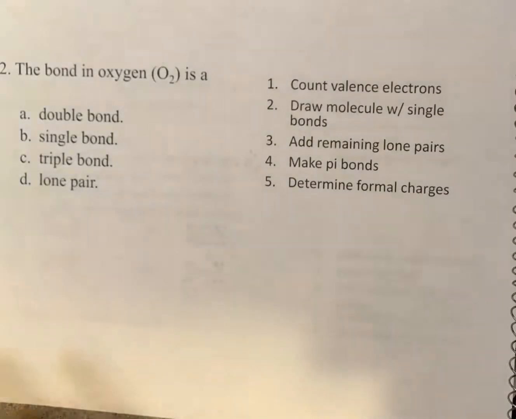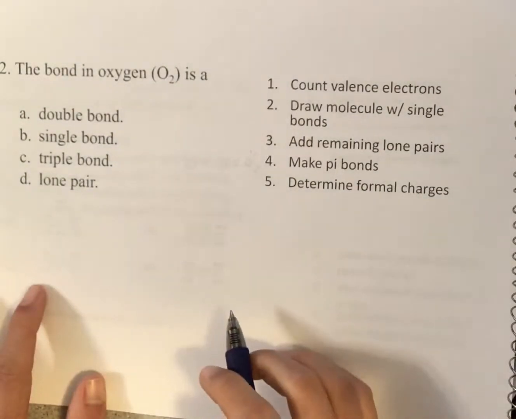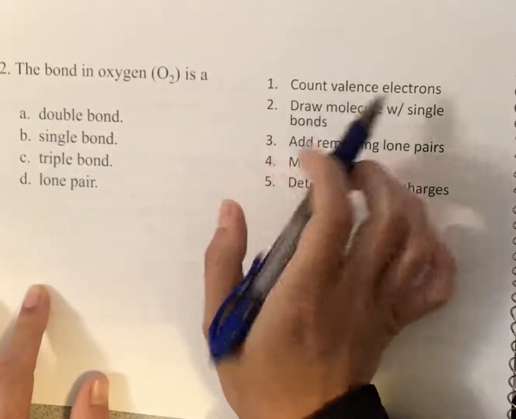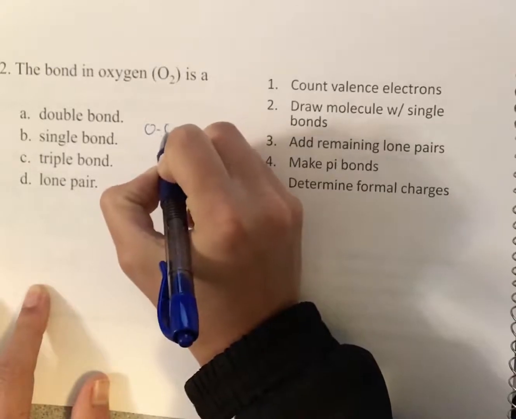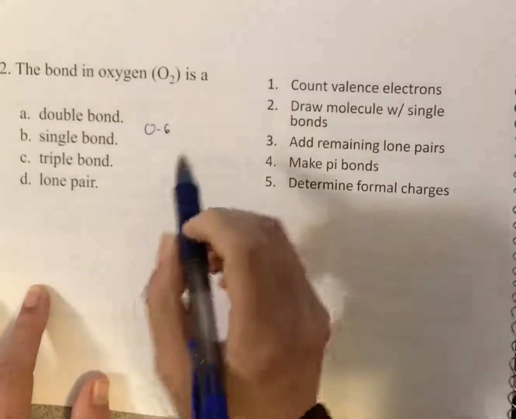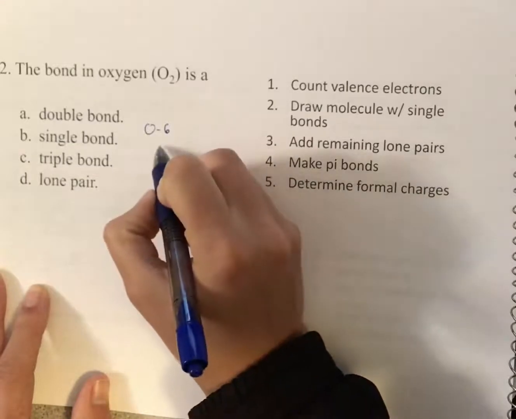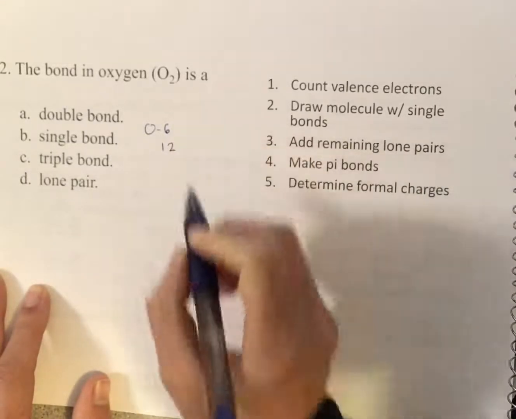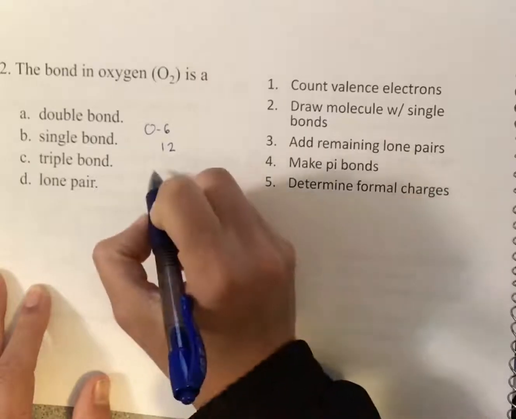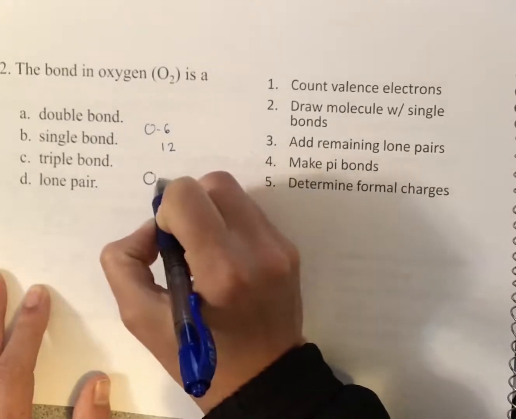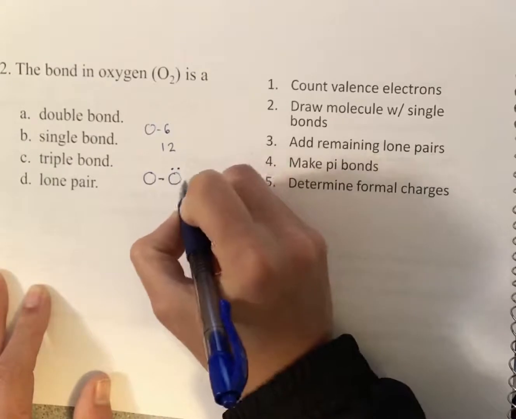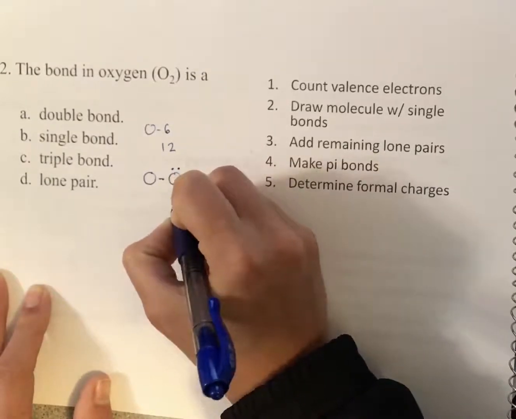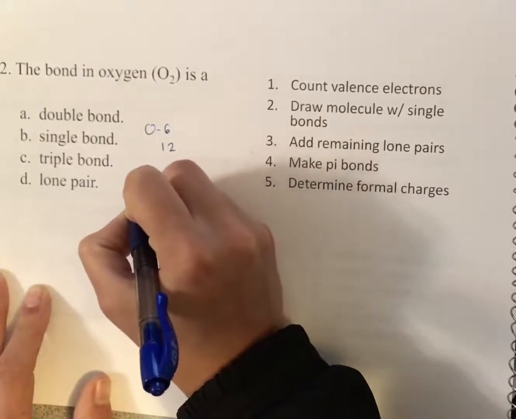So this one requires us to draw a Lewis structure for O2. So let's go through. Count the valence electrons is our first step. So oxygen has 6, and we have 2 of them. So we have a total of 12. And then we'll draw our molecule with single bonds. So it's going to be O2, just oxygen, oxygen. We have 1, 2 right here. So now we have 3, 4, 5, 6, 7, 8, 9, 10, 11, 12.